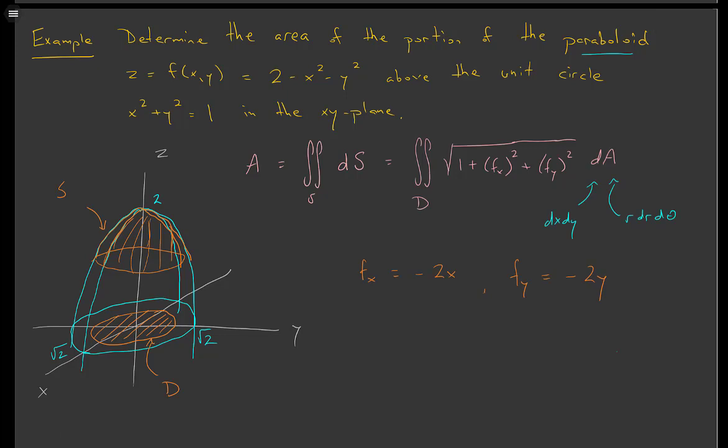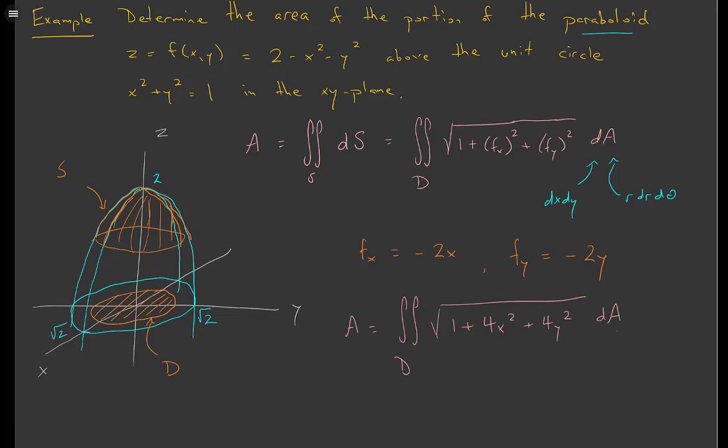So plugging these into the double integral, we've got that the area is equal to the integral over the region D of square root 1 plus minus 2x squared will give me a 4x squared, plus minus 2y squared will give me a 4y squared, and then dA. So now we just have to carry out this integral in the xy plane over the region D, which is the unit circle x squared plus y squared equals 1.